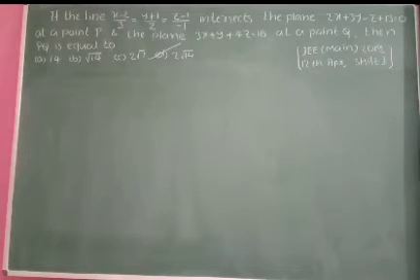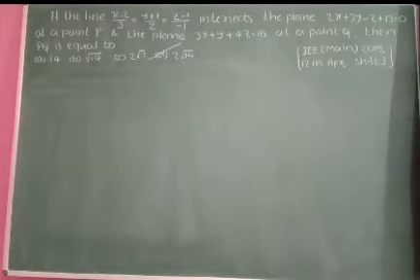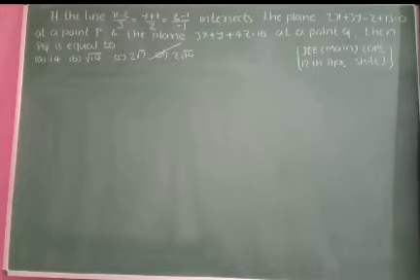If the line (x minus 2)/3 = (y plus 1)/2 = (z minus 1)/(minus 1) intersects the plane 2x plus 3y minus z plus 13 equal to 0 at a point P, and the plane 3x plus y plus 4z equal to 16 at the point Q, then PQ is equal to what?